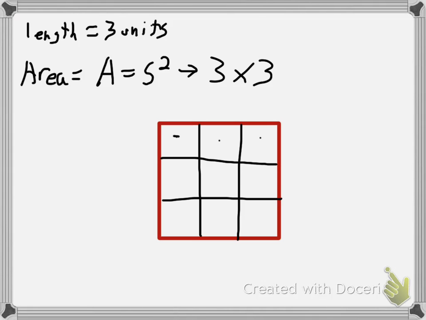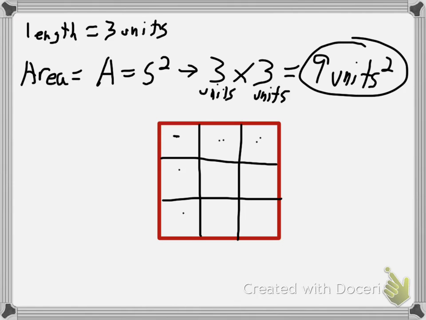Again, I know the top side is 3 units. I know the bottom, or the other side, is 3 units. So 3 times 3, or 3 units times 3 units, equals 9 units squared. Again, because I have units here, I have units here. So I end up with 9 square units, or 9 units squared.